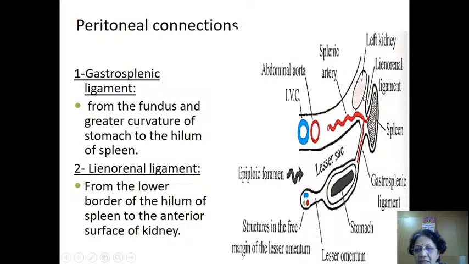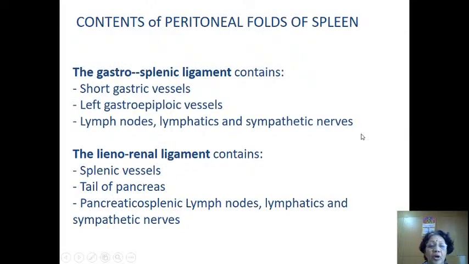Then between the kidney and the spleen, this double sheet from here to here is the lienorenal ligament, which also contains some vessels. They're very close to each other. So this to this is the lienorenal. This to this is the gastrosplenic ligament. The contents of the gastrosplenic ligament are the short gastric vessels, left gastroepiploic vessels, lymph nodes, lymphatics, and sympathetic nerves.